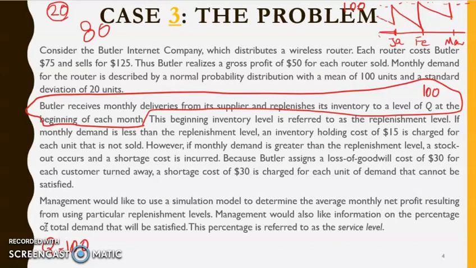For example, they want to see what percentage of the customers were served in their system. And you can see it here. It says management would also like information on the percentage of total demand that will be satisfied. For example, if 200 demand comes to their company, but they only satisfy 100 of that, the service level would be 50%.